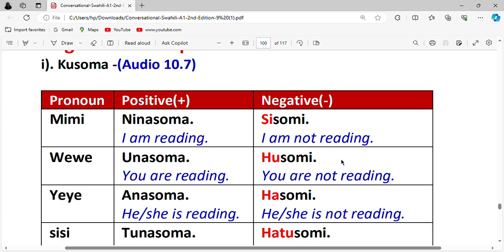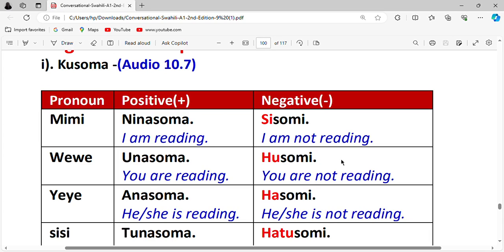This is true for all verbs of Bantu language origin. We have two kinds of verbs in Swahili. We have verbs that are Bantu. These are verbs that end with a, like the a in Swahili.